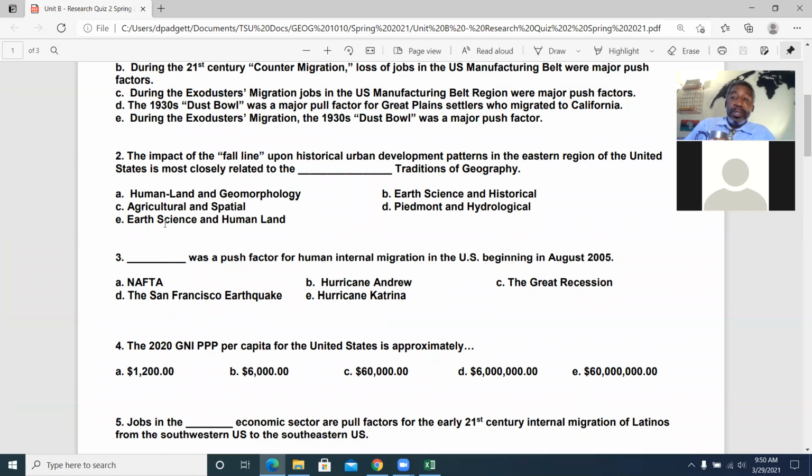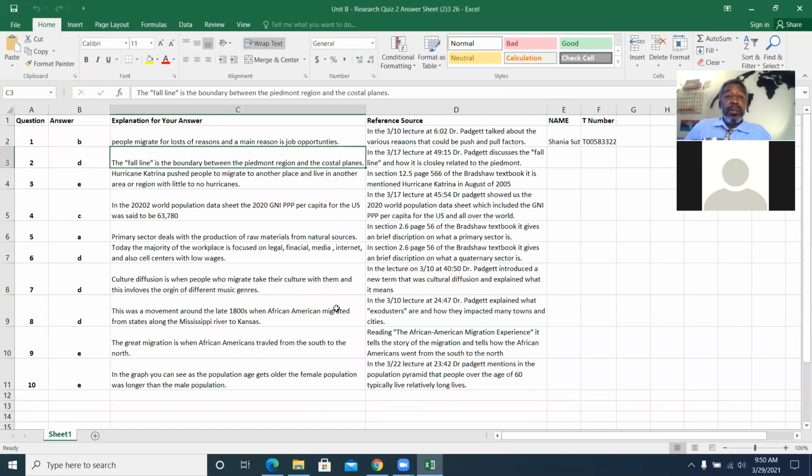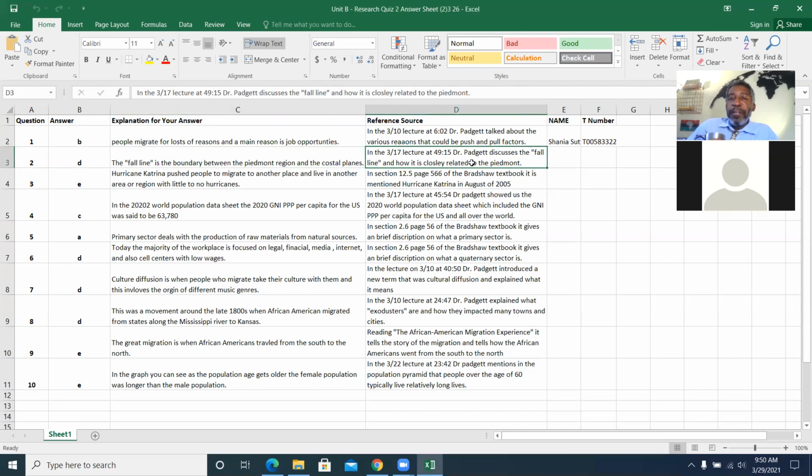Earth science tradition focuses upon the Earth's physical systems, and of course, the human-land tradition focuses upon the impact of humans upon the land and the impact of the land upon humans. And so in this case, Sutton correctly answered that the fall line is the boundary between the Piedmont region and coastal plains, and then she's very specific about what the fall line is.